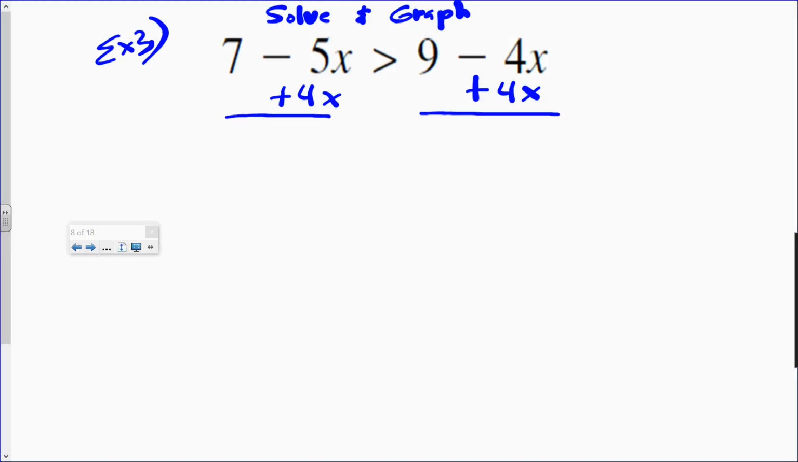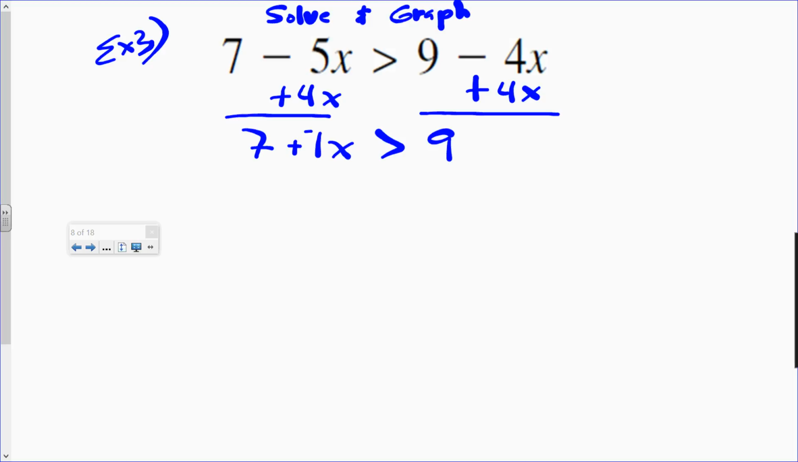Okay. So negative 5x plus 4x becomes a negative 1x. I got a 7 here, I got a greater than symbol, and I got a 9 on the right. So far, so good. What I'm going to do is put a plus negative here, just so I know that this is a negative 1 in front of the x. This way there's no confusion in my mind that I'm dealing with a negative 1x there.